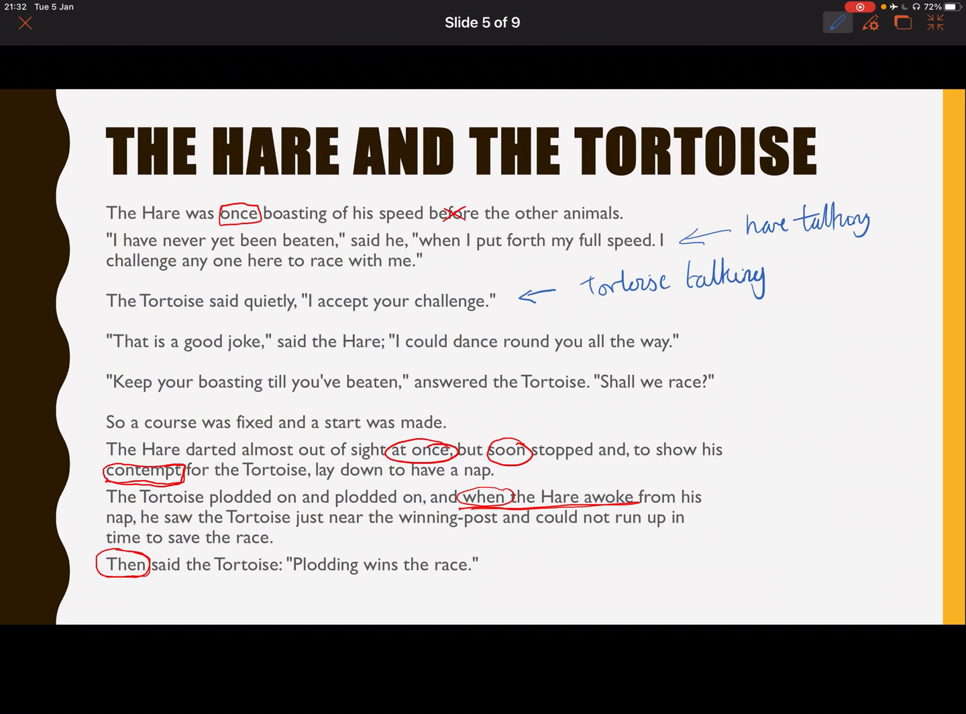Past tense, green. Okay, let's have some green. Said's past tense verb, because say is the present tense version. Was, that auxiliary verb, not is, but was. Answered, it's got ed on the end, that makes it past tense. Darted, ed, past tense. Stopped, ed, past tense. Lay, not lays or laying, but lay, the past tense one. Plodded, ed, you don't need to show me all of them, but again, just a few examples to show me that that is in the past tense.